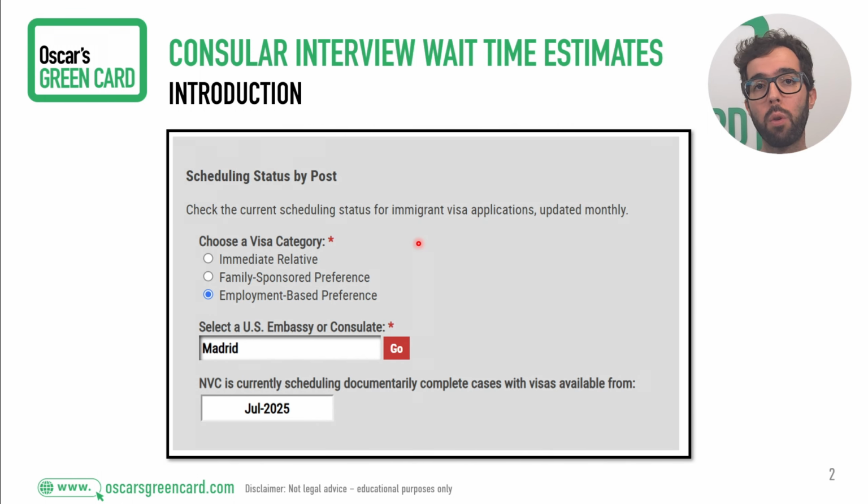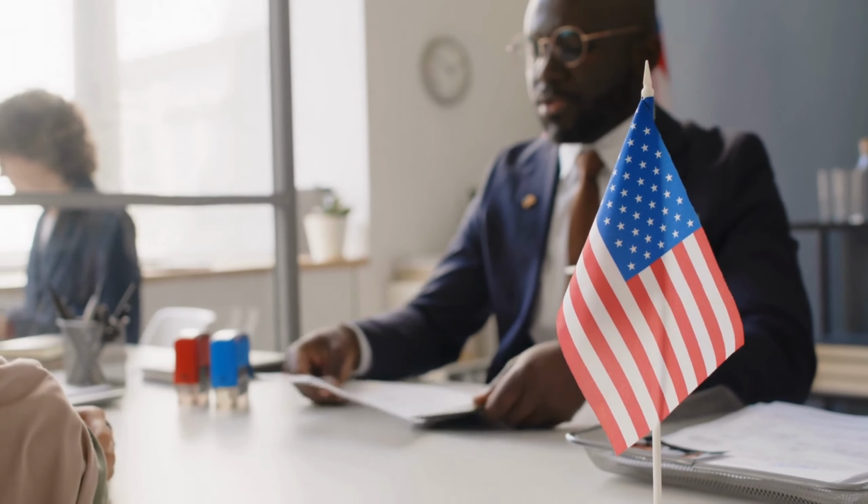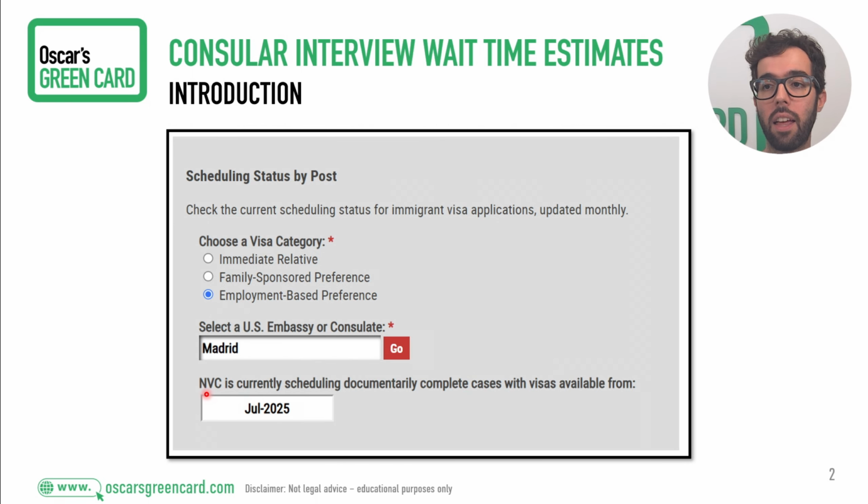So if you were to go to that official website, by the way, you have the link in the description of the video, you will see a menu like this in which you can choose the visa category: immediate family, family-sponsored visas, or employment-based visas, green cards, and then you select the post. The post is the city in which that US consulate is, and then you will obtain that date. That is the date that the National Visa Center is currently scheduling documentarily complete cases with visas available. That means that you need to be documentarily complete, formerly called documentarily qualified, or DQ, and there needs to be a visa available for you.